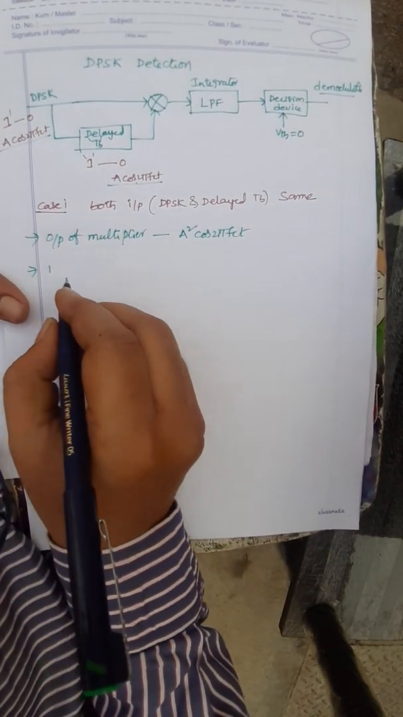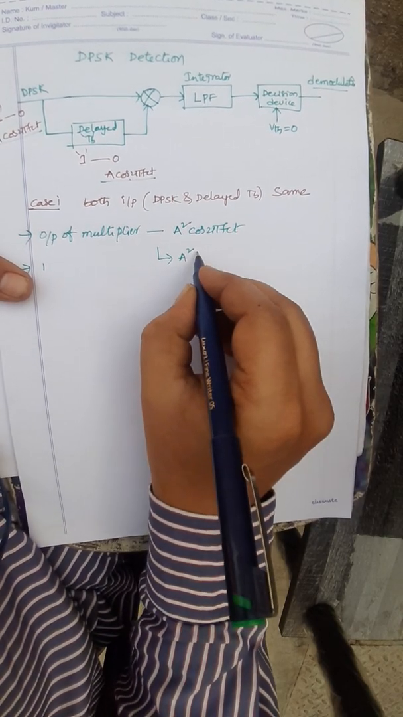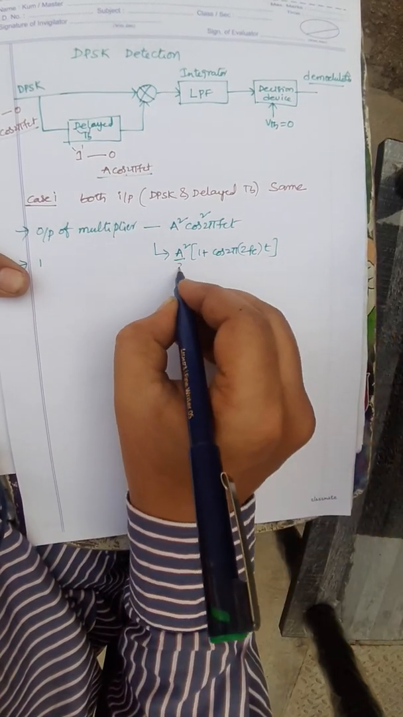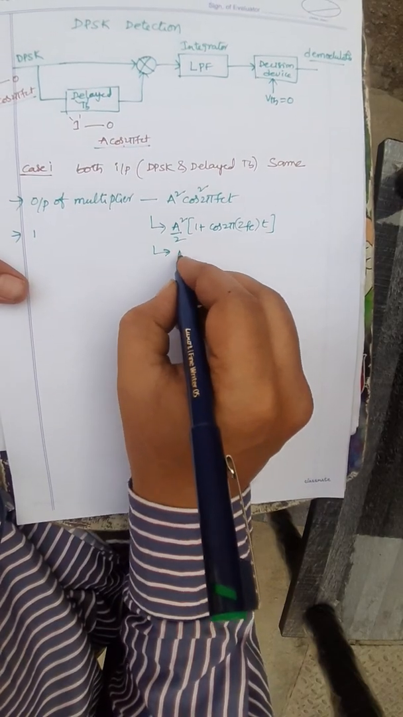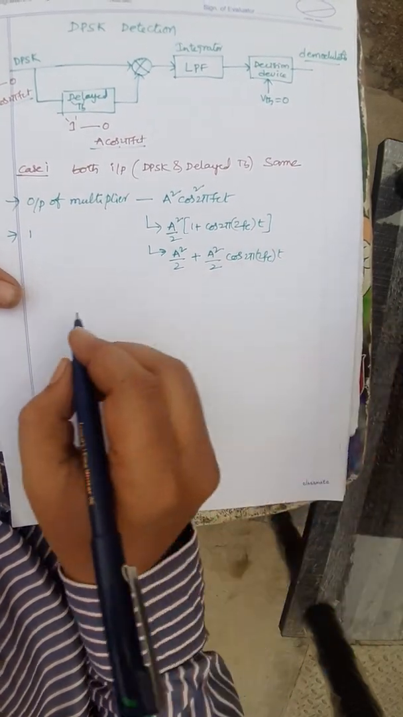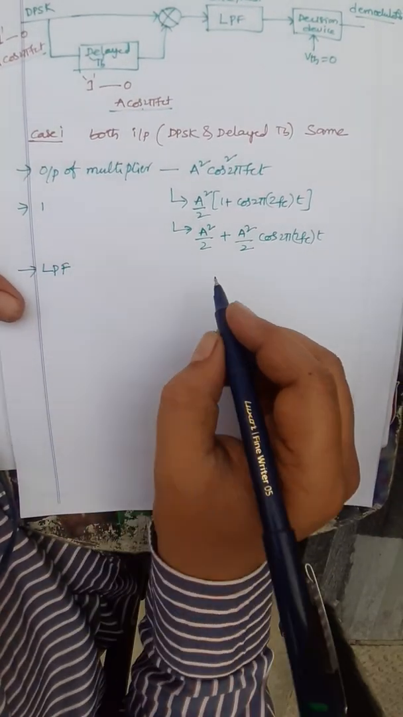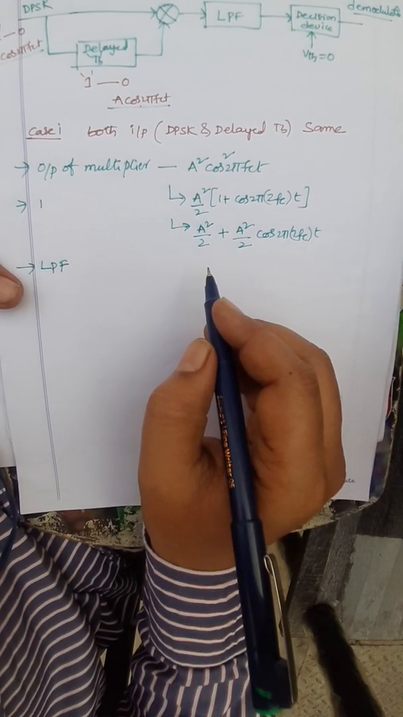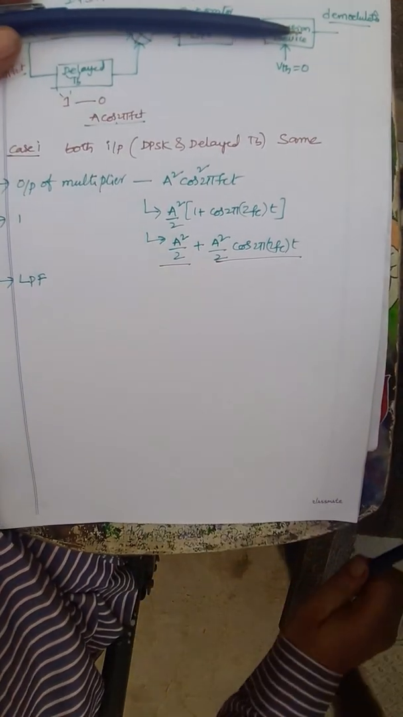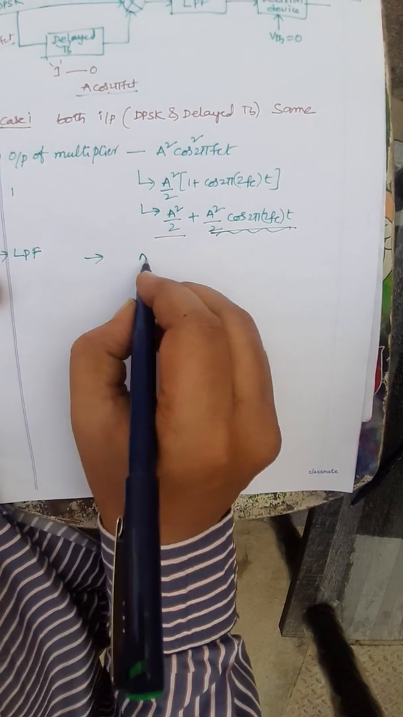So next one, the integrator output. This output of the multiplier is this one. I am solving this one, A square cos square 2 pi FCT can be written as A square by 2 into 1 plus cos 2 pi 2 FCT. Now this can be written as A square by 2 plus A square by 2 cos 2 pi 2 FCT. Now this is passed through the low pass filter. The low pass filter allows only the low frequency term and rejects the high frequency term, right. So in this case, this is my high frequency term, and this is the low frequency term. So the low pass filter output is, this one is rejected, only here I am getting A square by 2.